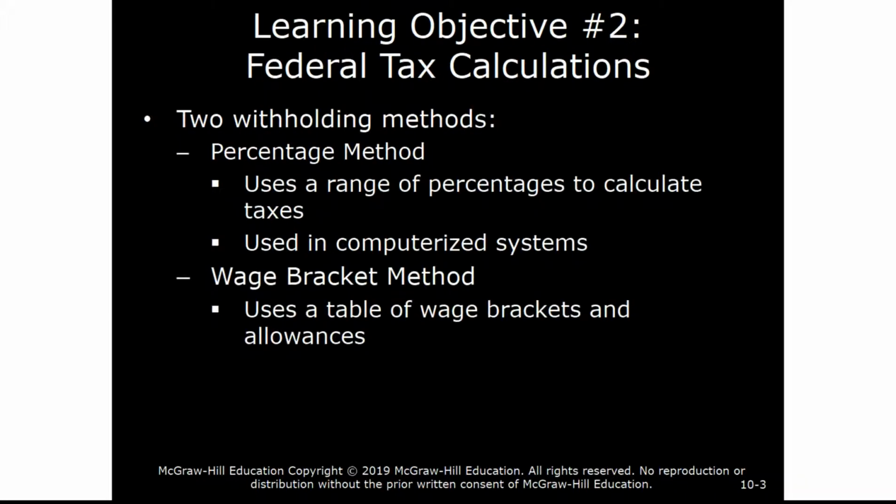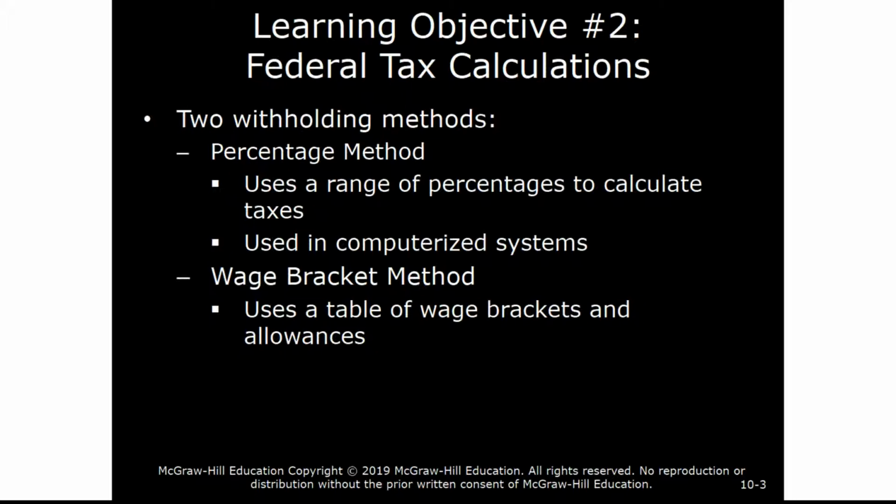Two general methods then of federal tax calculations. One is the percentage method. It's really a two-step process where we use a range of percentages to calculate the taxes, but we have to then determine the number of withholdings, and then we will make some calculations that I'll demonstrate later. Another method is the wage bracket method.